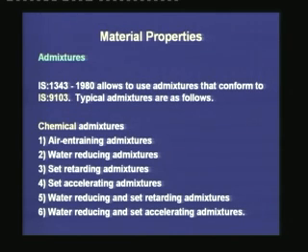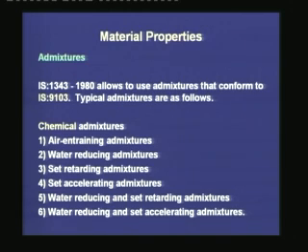Now the admixtures are broadly classified under two groups. The first group is the chemical admixtures. The different types of chemical admixtures are: air entraining admixture, which helps to have small air bubbles inside the concrete. The second is water reducing admixture, which helps to reduce the water, maintaining the slump of the green concrete. The third is the set retarding admixtures.